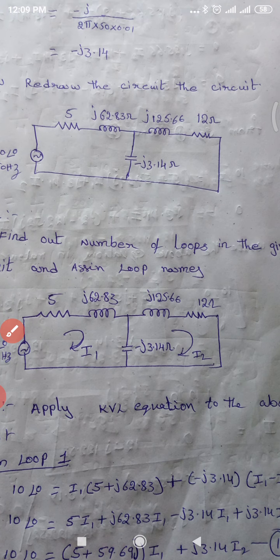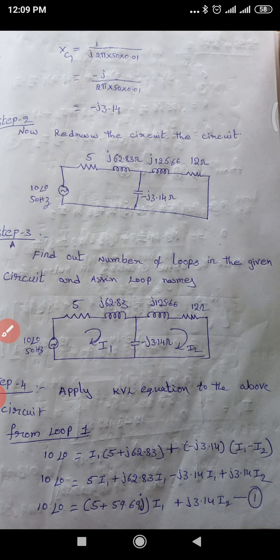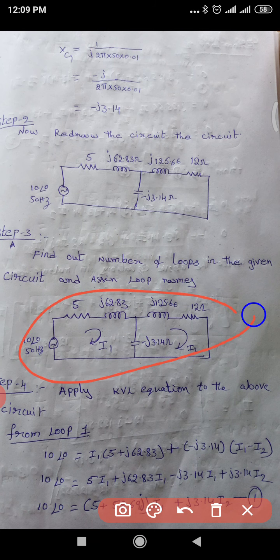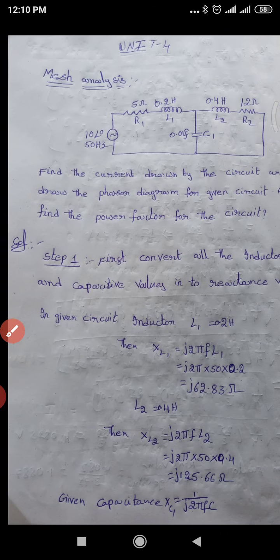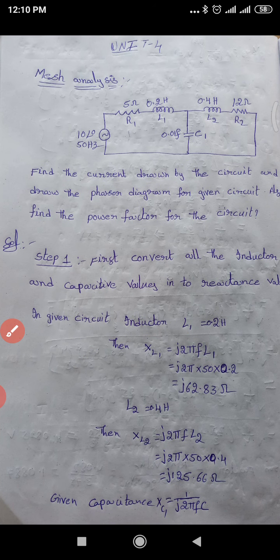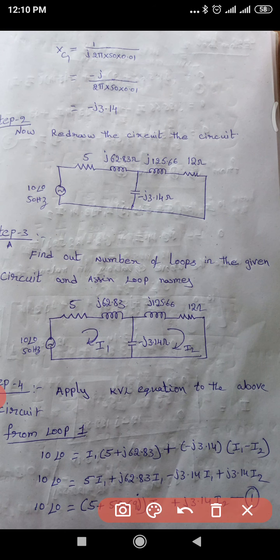Now we are assigning the loop currents I1 and I2. By using this circuit we are going to write the loop equation for loop 1. This is the given diagram. Now we are assuming only loop 1.